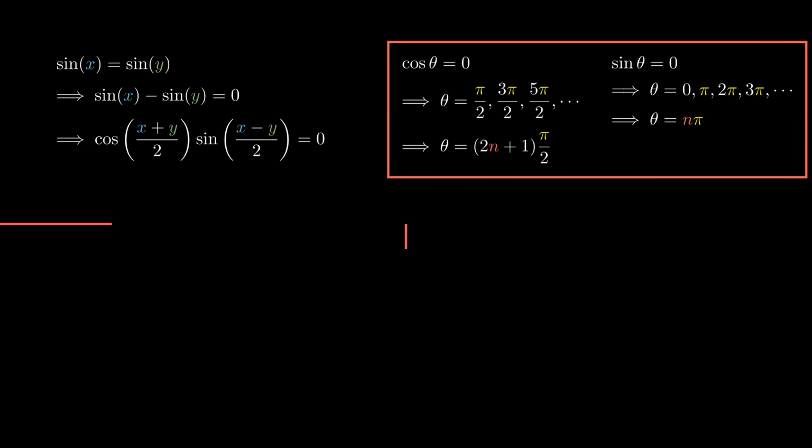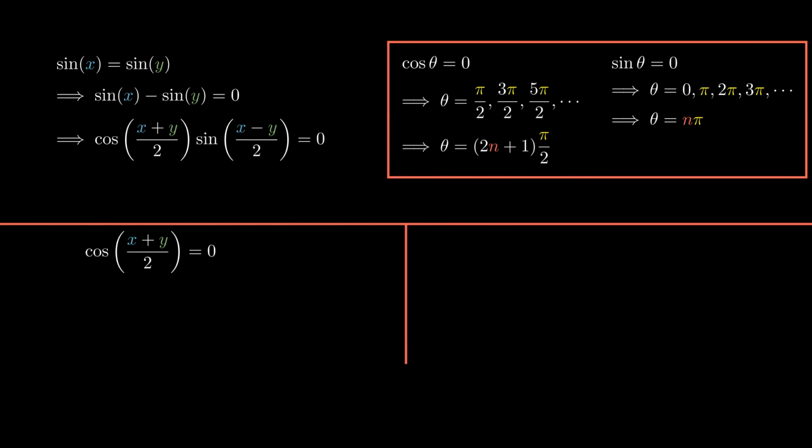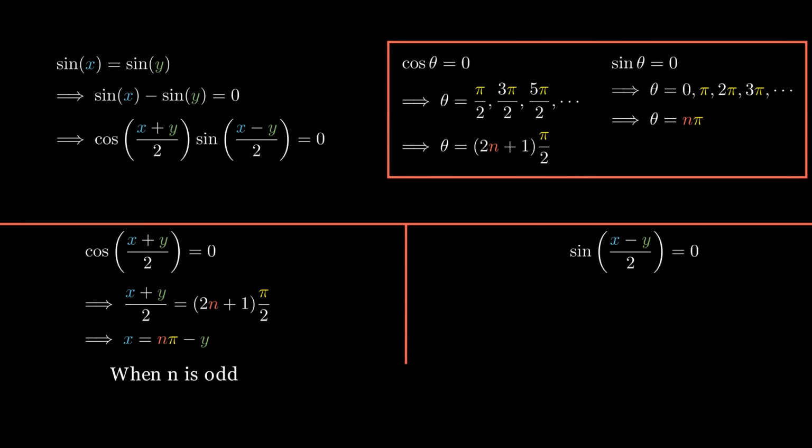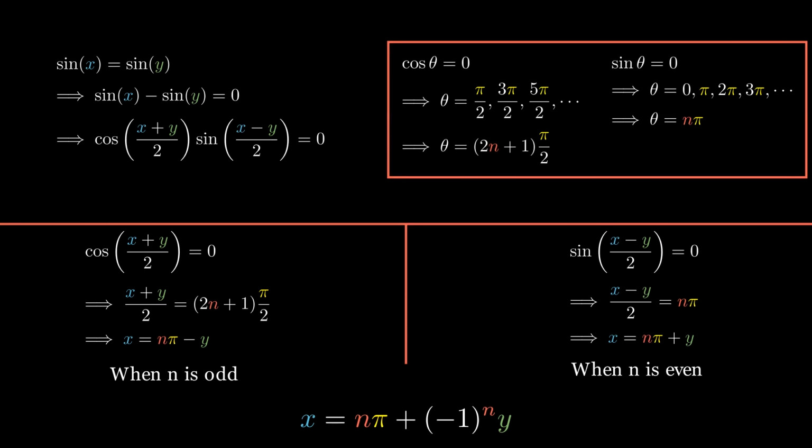For our main equation, if we say cos of x plus y over 2 is 0, this implies that x plus y over 2 equals 2n plus 1 times pi over 2. This can be simplified to the following. Since 2n plus 1 is always odd, let's replace it by n and say it is true only when n is odd. If we say sin of x minus y over 2 is 0, this implies that x minus y over 2 equals n pi. Since 2n is always even, replace it by n and say it is true only when n is even. We can combine these results to get the same general formula.